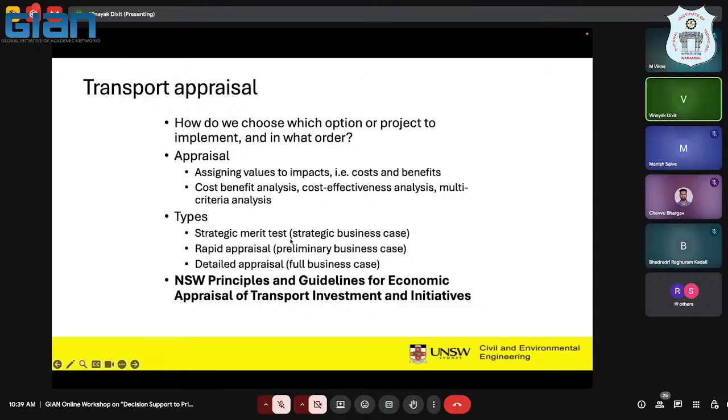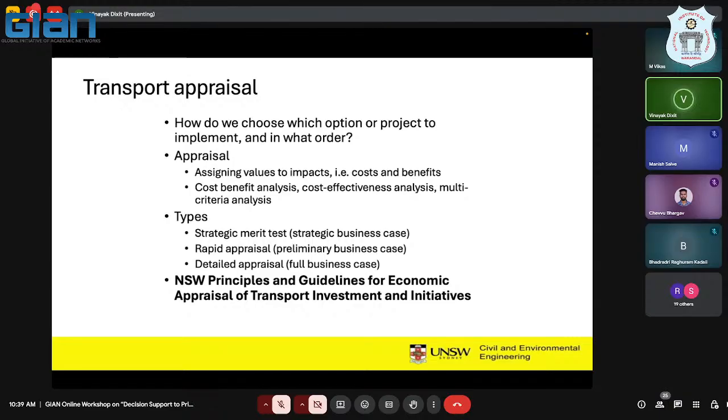assessment. One is the strategic merit test, which is a strategic business case which you put forth, that we want to reduce the travel times by 5%, or we want to have a 30-minute city, right? These are all strategic merit tests.